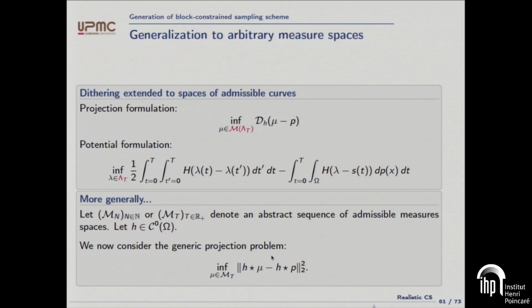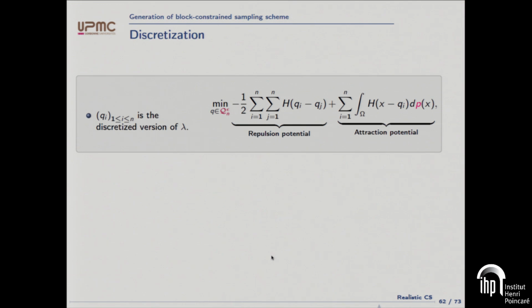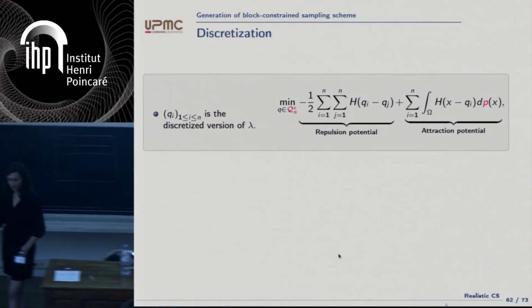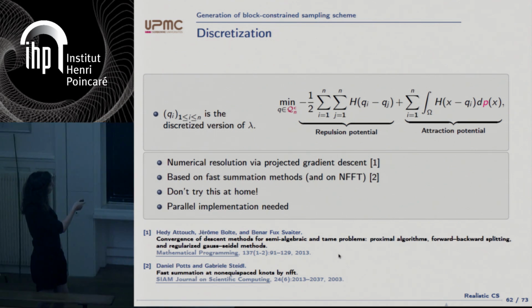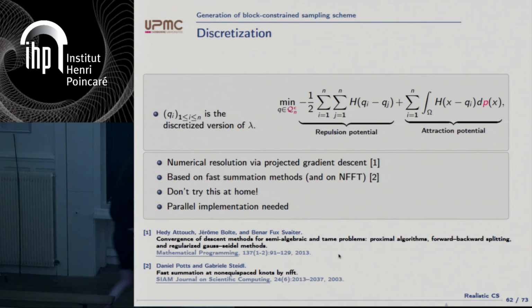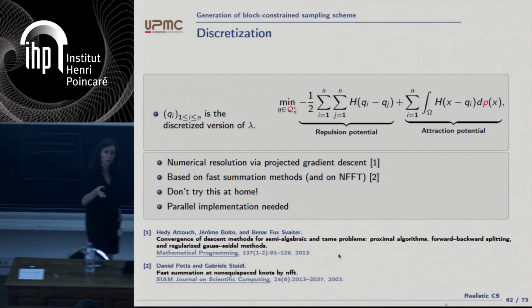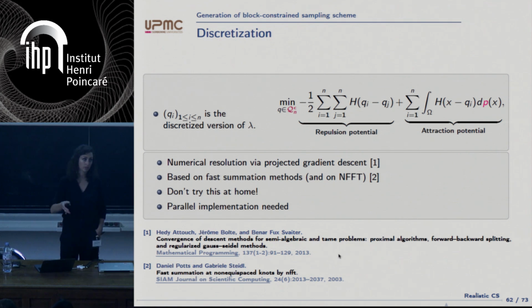Then your measure projection problem can be written like this. You minimize the distance between mu and p, your target density, and mu is living in this constraint set, so measures supported on curves. Again, you can discretize your problem, rewrite it as a repulsion-attraction potential, and do a projected gradient descent. It takes quite a while, but actually we don't care, because once you have computed the sampling strategy, you can implement it on an MRI. You just need to compute it once.